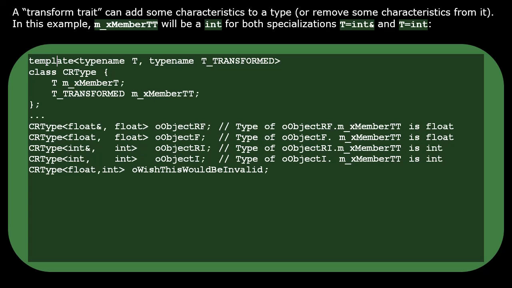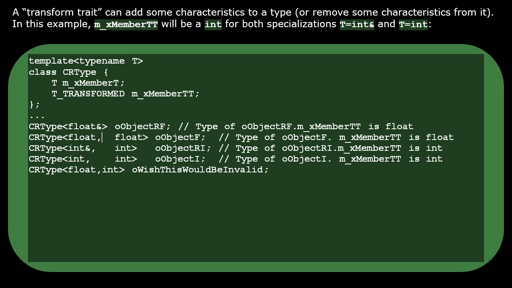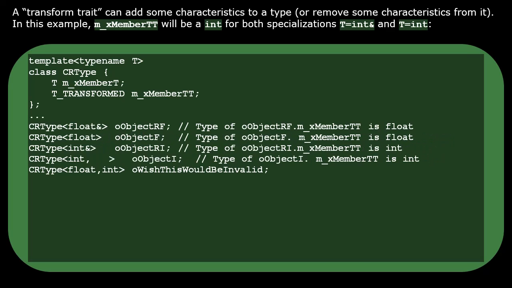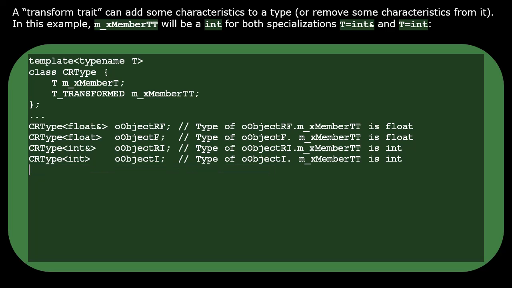And if all specializations are going to follow this pattern, then the second template parameter is redundant, and we should remove it. The nice thing is, now we're protected from accidentally specializing in some way that doesn't fit our desired pattern.